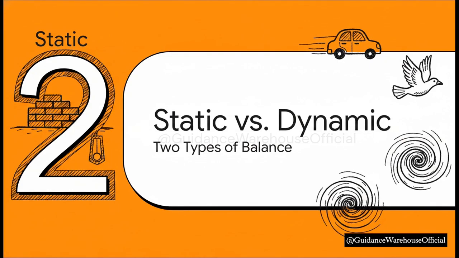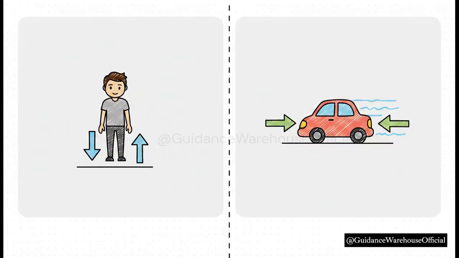Section 2, static versus dynamic. Two types of balance. So now that we've got the basic idea of net force being zero down, let's move to comparing two completely different ways this condition actually shows up in real life. Think about this comparison. On one hand, we have static equilibrium. Picture a motionless person standing perfectly still. The downward force of their weight from gravity is perfectly balanced by the upward support force of the floor pushing back. The forces add to zero, and there is zero motion.